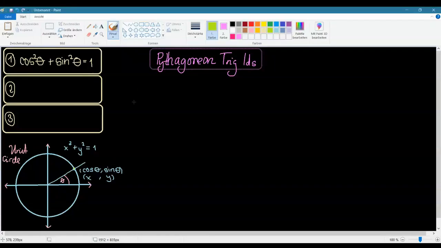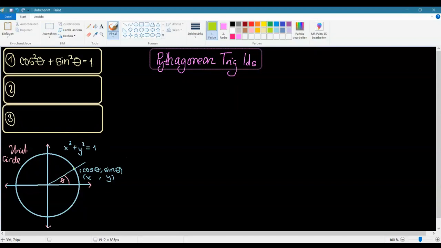Okay, in the last video, we derived the first Pythagorean trig identity. Just to recap quickly, we looked at the unit circle and the point on the unit circle with an angle theta. We realized that x and y on a unit circle are cosine theta and sine theta. So you just plug cosine theta and sine theta into the unit circle equation right here, and you come up with the first Pythagorean trig identity.